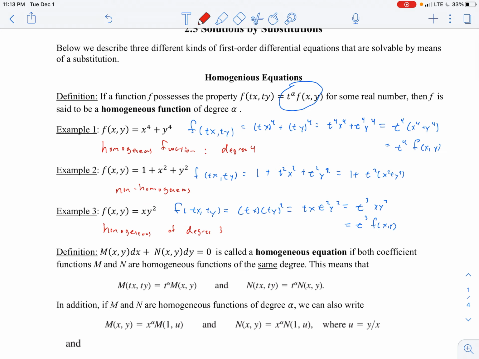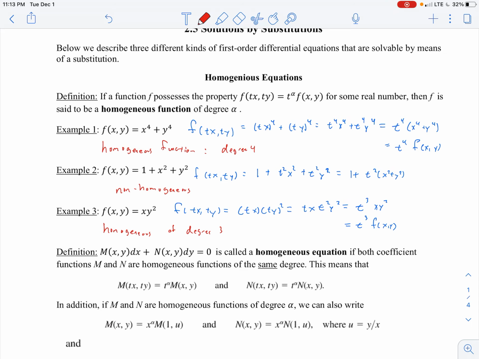All right, so once we know that we're dealing with a homogeneous equation, we're going to try to manipulate it first. If we're given a differential equation that looks like an exact equation, we check it and it's not, or we check it and it is, we can still solve it using a u substitution. So if we are given M of x, y dx plus N of x, y dy equal to 0, it is a homogeneous equation if both coefficient functions M and N are homogeneous functions of the same degree.